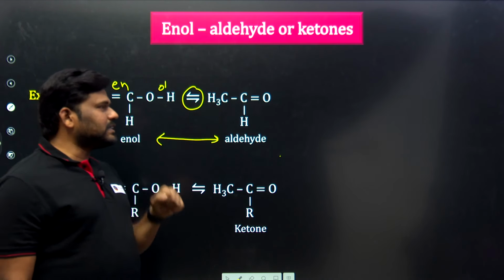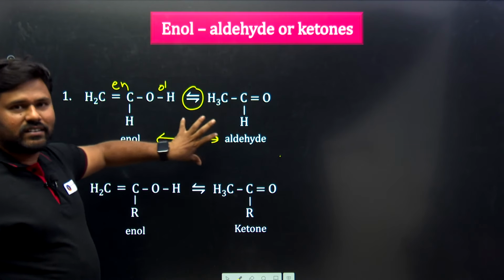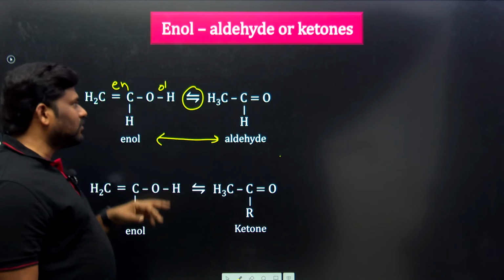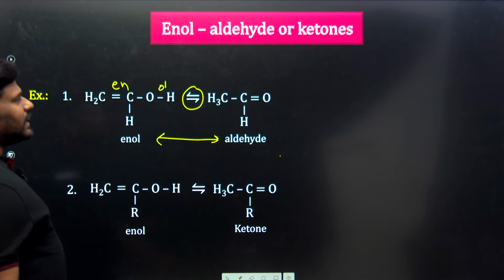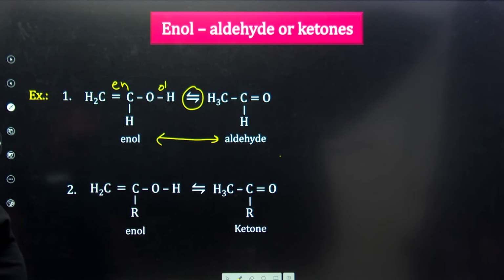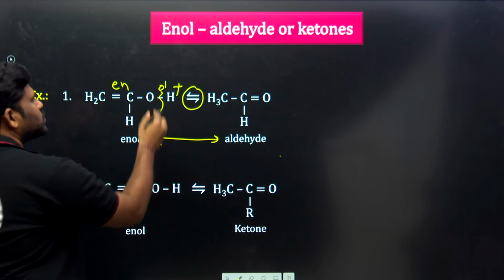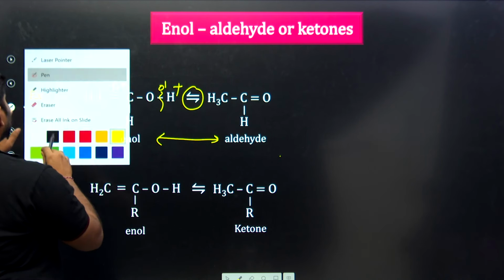So these are called tautomers. Dynamic equilibrium, forward, backward, forward, backward. So this is called keto-enol tautomerism. Now I will explain the mechanism. Simple. So this is an acidic hydrogen, H plus. It will break down and shift here, so here you will get the double bond.